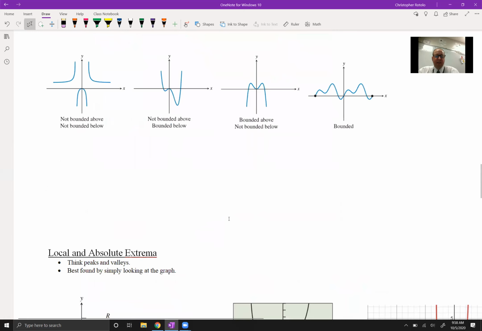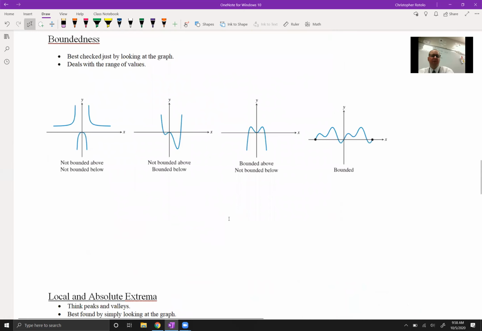All right, last thing for today. Oh, nope, 2 more. We got boundedness. Boundedness is only going to deal with range values. So what's that mean? That means we're talking about the y values. So I'm looking at the graph and I'm trying to see, can I stop this graph by putting a line on the top and the bottom? Well, it's not bounded above and it's not bounded below because these are assumed to be continued down and up. Okay, so it's not bounded.